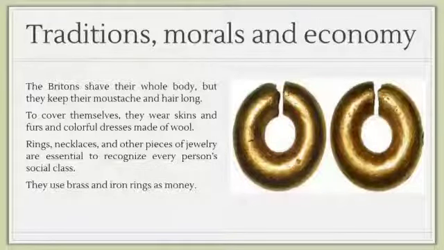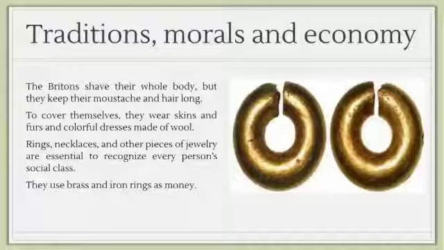Britons shave their whole body, but they keep their mustache hair long. To cover themselves, they wear skin and furs and colorful dresses made of wool. Rings, necklaces, and other pieces of jewelry are essential to recognize every person's social class. The bigger the ring, the richer its owner.